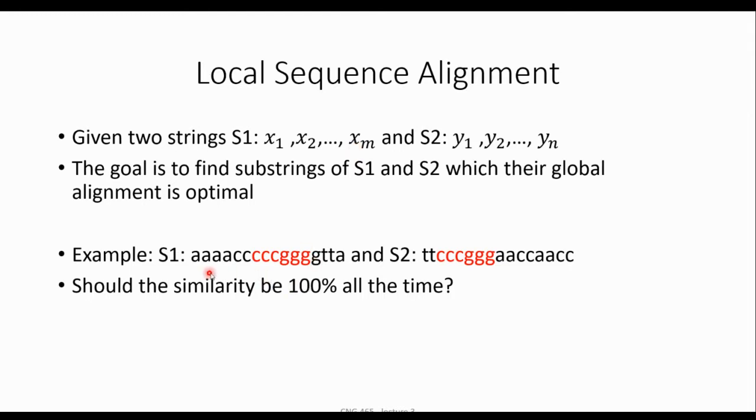For example, like this one. Now we consider these substrings together. From S1, let's call it S1 prime and S2 prime. So this one is S1 prime, and this one is S2 prime. If you compare them together, 100%, we can see the alignment. As I answered in the previous slide, should it always be 100%? Not necessarily. If it was A, GG instead of just GGG, then in that case it could still be a good local sequence alignment.